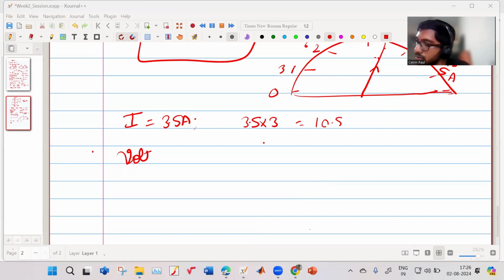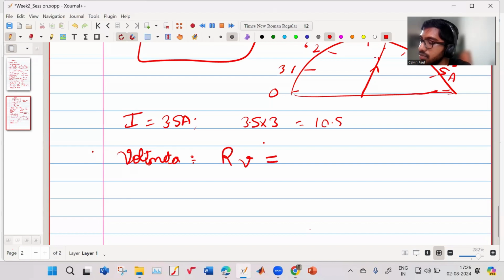Okay, so now we have what is known as a voltmeter. Its impedance should be infinite. Effectively we want the impedance of a voltmeter to be infinite. And why do we want that? For what reason do we want the impedance of a voltmeter to be infinite?